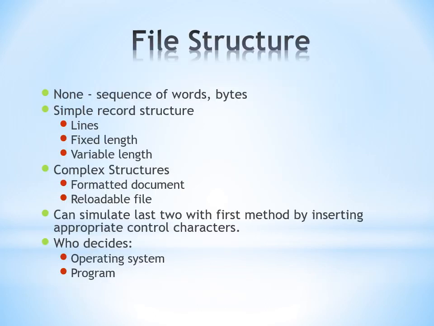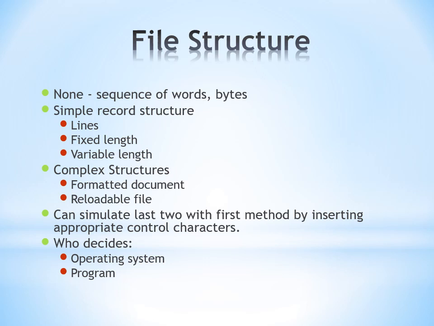Now we look at the file structure of your file system. There is the simple record structure, which normally has lines of file, either fixed length or variable length. The complex structure is formatted documents or a relocatable file. It can simulate the last two with the first method by inserting the appropriate control characters.